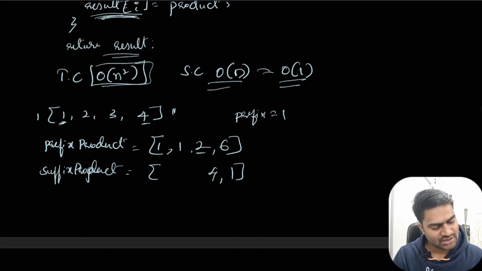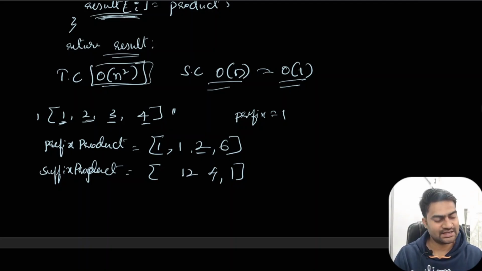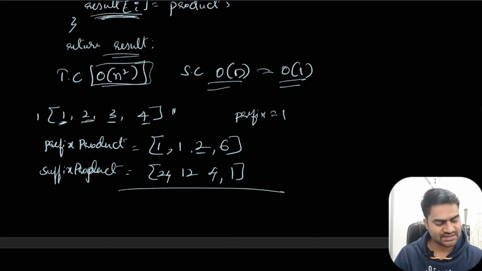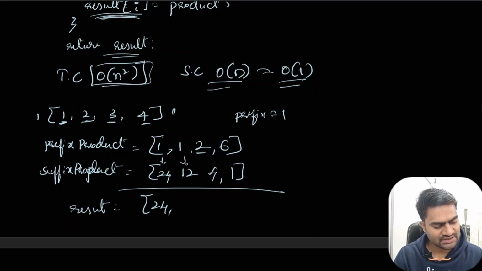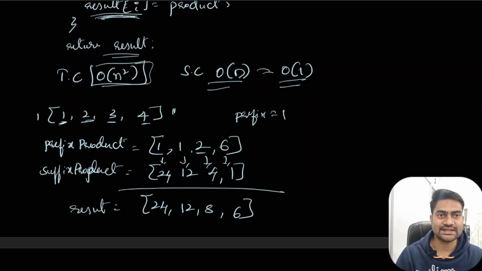Okay, next for the next number 2, it will be this number into its suffix product. So 4 into 3, which is 12, correct, right? Now for 1, it is 2 into 12, which is 24. Now if you see, we got the prefix product and suffix product, then our result array will be simply the product of these two, which is 24, product of these two, which is 12, product of these two, which is 8, product of these two, which is 6.